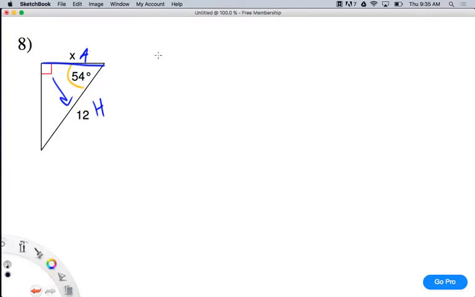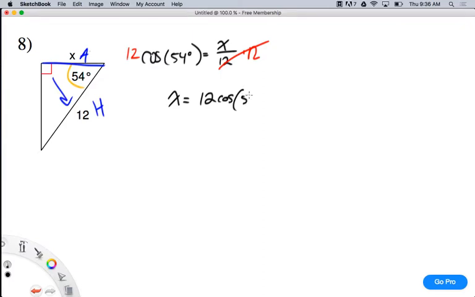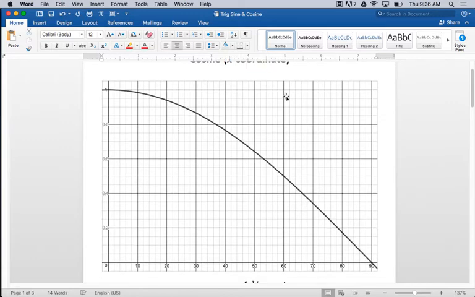All right. So I've got adjacent and hypotenuse. What am I going to use? Cosine. So cosine of 54 degrees equals adjacent, which is x, over hypotenuse, which is 12. Multiply both sides by 12. And I get x equals 12 times cosine of 54 degrees. To get cosine of 54 degrees, I go to my graph. Here's cosine. 54 is here. Bam. That's about 0.58.